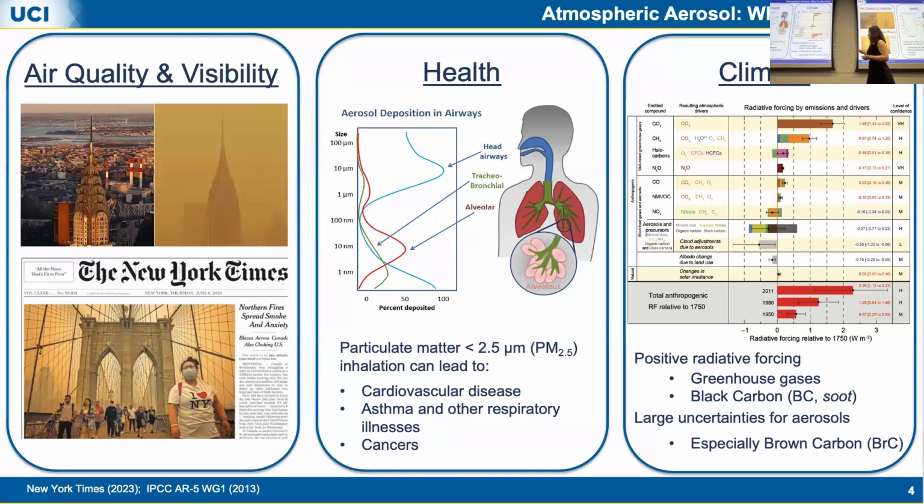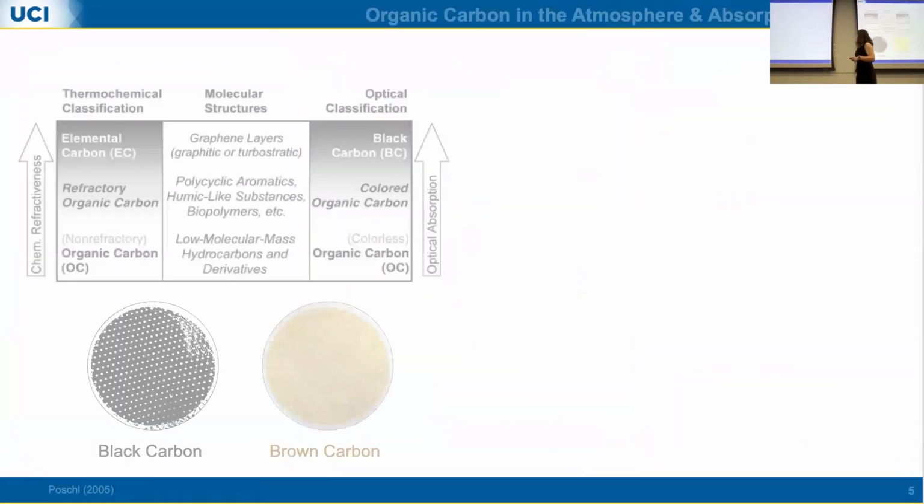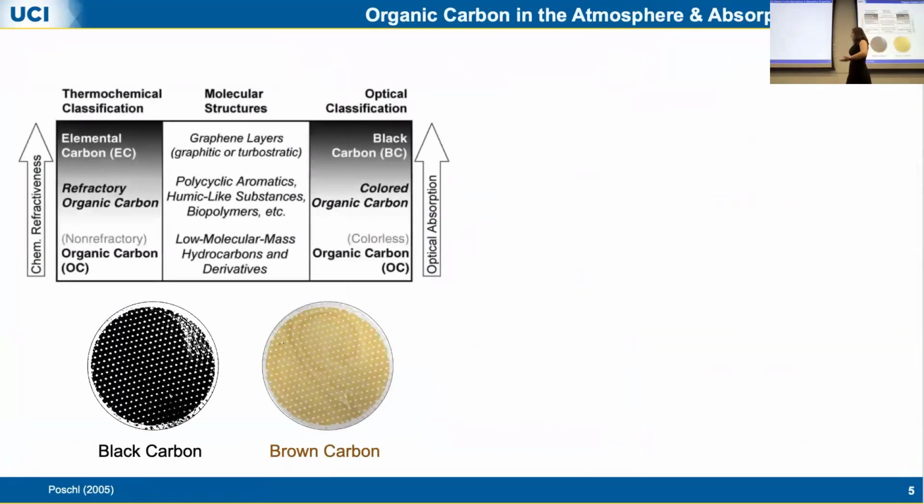But for colored aerosol, or colored organic carbon, like brown carbon, there's much more uncertainty there. So it can either cool or it can warm. So in my PhD, we were looking to see what effect does aging have on that metric. All right. So I talked about organic carbon. I'm going to talk about it a little bit more.